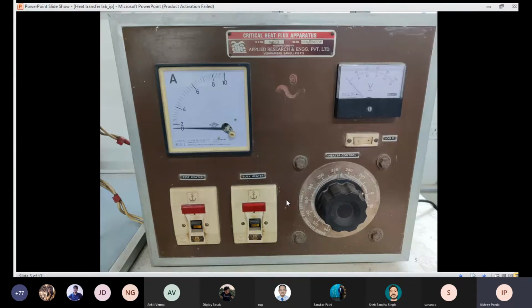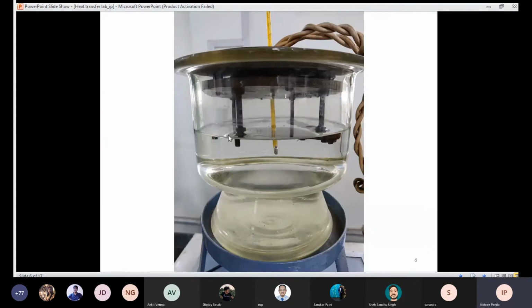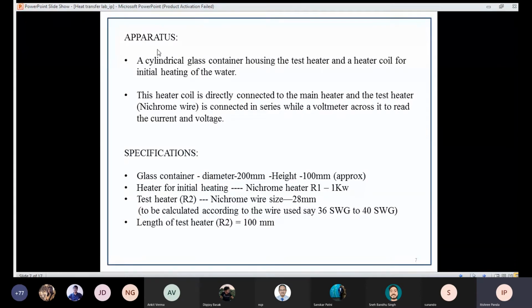Okay. So yes, still you cannot see the wire. It's not that clear, but there is one wire, the nichrome wire. So this is more or less the equipment. Now this is the apparatus. You already know, right? I just explained. There is this cylindrical glass container. The test heater is the wire, and the heater coil is for heating the bulk water. So the heater coil will be directly connected to the heater. You will heat it to, say, 50 degrees centigrade, and then you change that bulk temperature and perform your experiments.